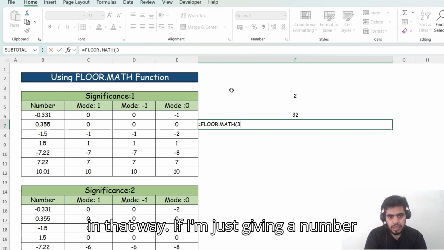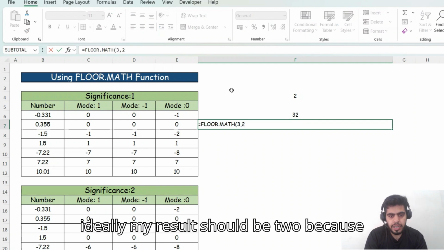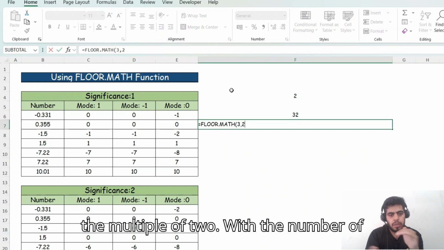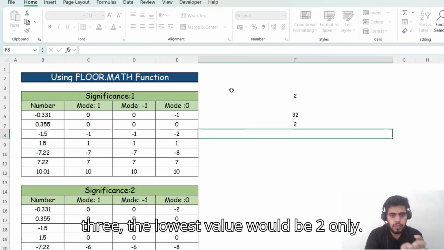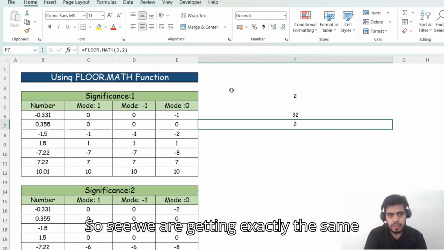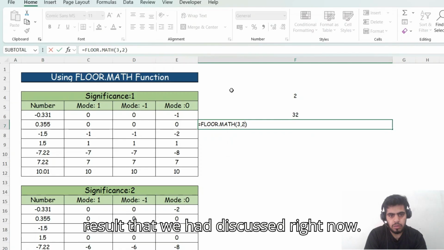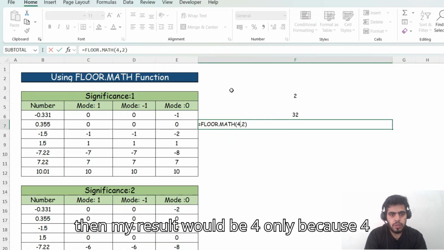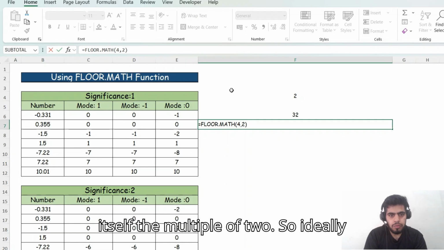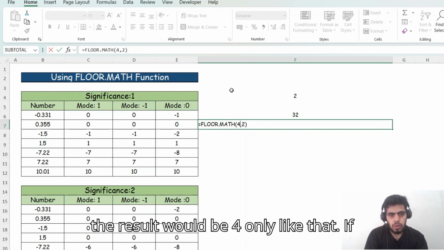If I'm just giving a number as 3 and significance is 2, then ideally my result should be 2, because the multiple of 2 with the number 3, the lowest value would be 2 only. So see, we are getting exactly the same result that we had discussed right now. If I'm changing the number to 4, then my result would be 4 only, because 4 itself is a multiple of 2.